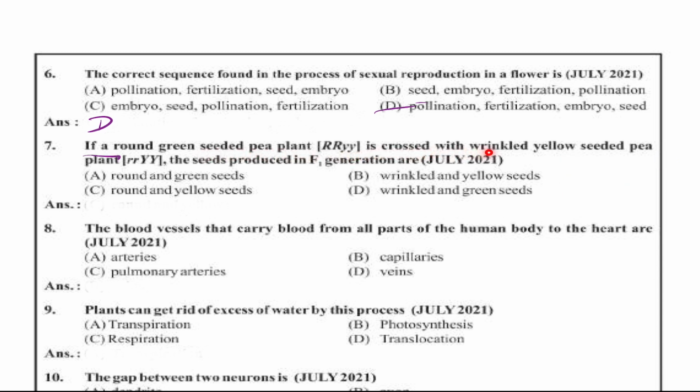Coming to the seventh question. If a round green seeded pea plant is crossed with a wrinkled yellow seeded pea plant, the seeds produced in the F1 generation are... In the F1 generation, we know that only the dominant traits will be expressed. So what are the dominant traits here? In the round green seeded pea plant, it is round, and in the second one, it is yellow. So the F1 generation expresses the dominant traits, which means round and yellow seeded pea plants are produced. So that is option C, round and yellow seeds. In the F1 generation, it is always the dominant characteristics that are expressed. So the correct option for the seventh question is option C.